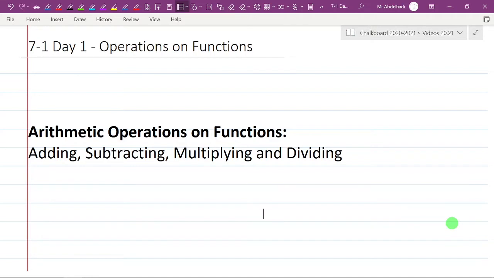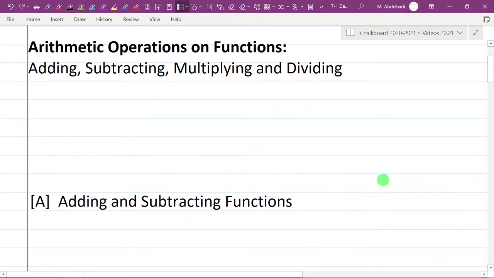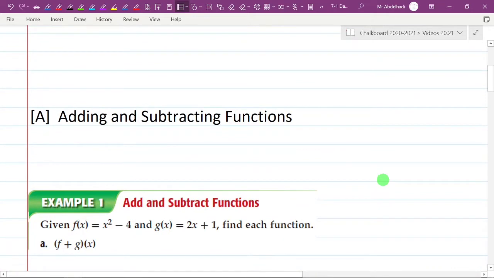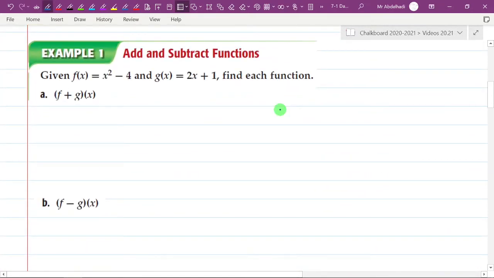But math is a much bigger subject. Arithmetic is just adding, subtracting, multiplying, dividing, and we're going to be doing those four things with functions now. So we'll start off with adding and subtracting functions. There's a special notation that you use when you're adding and subtracting functions.